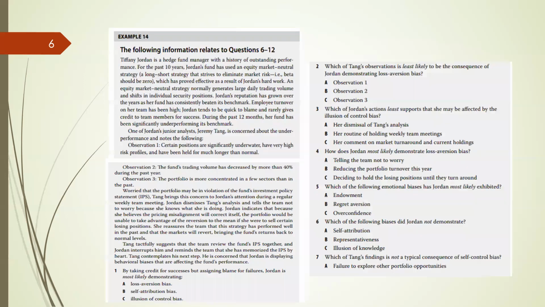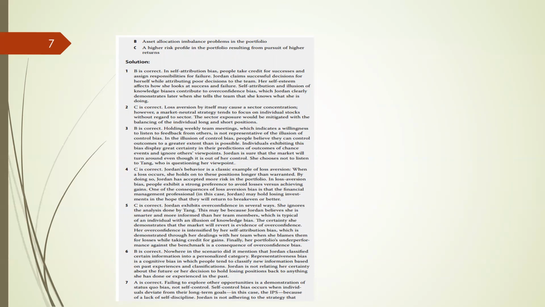Okay, failure to explore other potential opportunities. That is actually not looking for other potential opportunities. That is called status quo bias, not self-control. Self-control bias occurs when individuals deviate from their long-term goals, in this case the IPS, because of a lack of self-discipline. Okay, that is self-control, lack of self-discipline. Okay, fine.